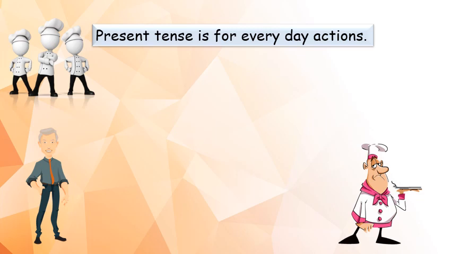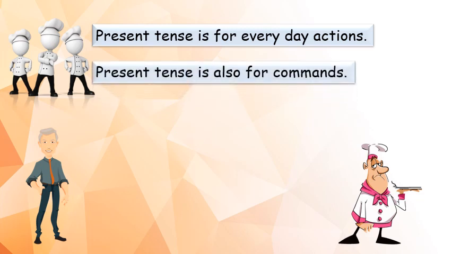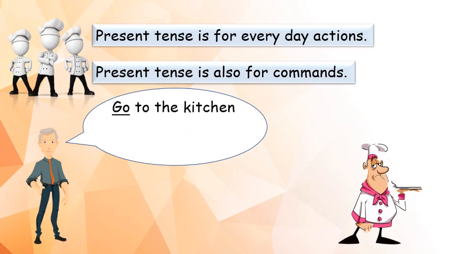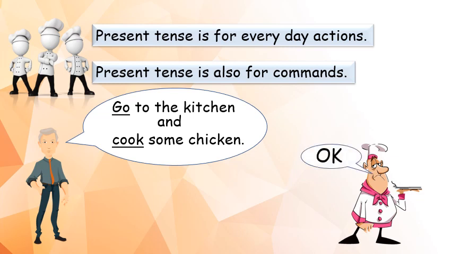Present tense is for everyday actions. Present tense is also for commands. Go to the kitchen is a command. Go to the kitchen and cook some chicken. Cook some chicken is a command. Go to the kitchen and cook some chicken. Okay.